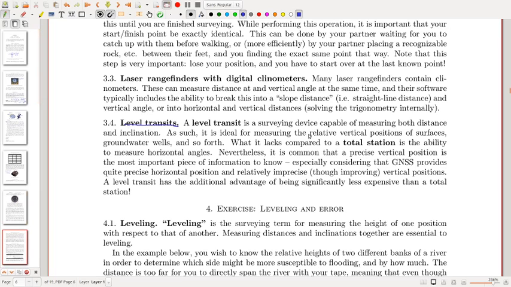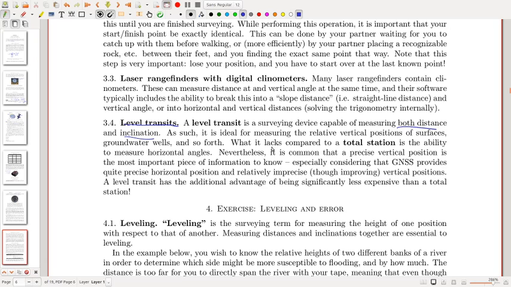So this is a surveying device capable of measuring both distance and inclination. And so it's good for measuring relative vertical positions of surfaces. It's used very often, therefore, for things like groundwater wells, or situations in which you have placed a transect, like a measuring tape, across a river, and all you need to know is what the vertical elevation is.